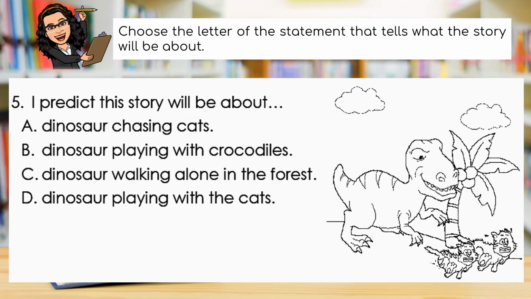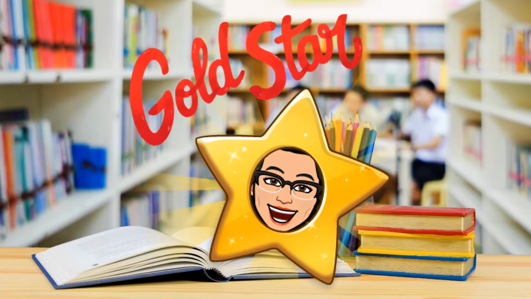Number 5. I predict this story will be about A. Dinosaur chasing cats, B. Dinosaur playing with crocodiles, C. Dinosaur walking alone in the forest, D. Dinosaur playing with the cats. The correct answer is A. I predict this story will be about dinosaur chasing cats. Did you answer correctly? You earned a gold star!